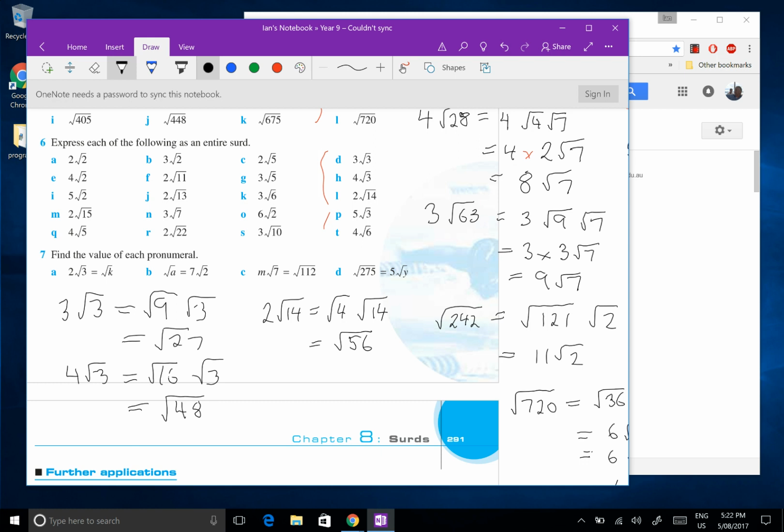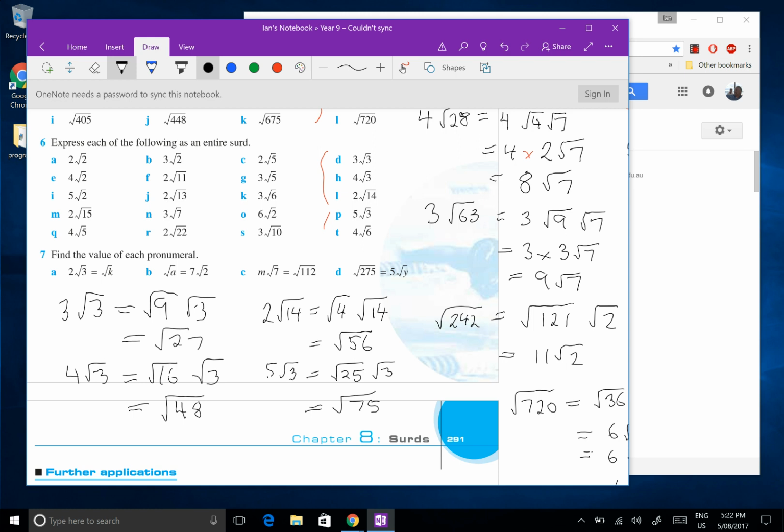6L: root 56, 5 root 3. And 5 is 25 when I square it and root it, and root 3. And 3 25s are root 75. I'm going to leave the last one for you because I want to move on.